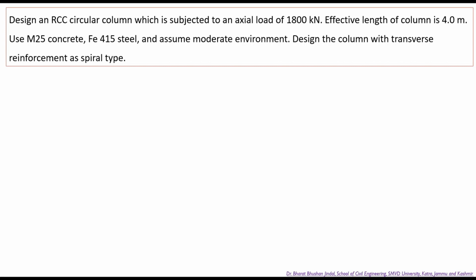So we have to design an RCC circular type of column, which is subjected to an axial load of 1800 kN. Effective length of column is directly given, that is 4 meter. Grade of concrete is M25 and grade of steel we have to take Fe415, and we have to assume moderate type of environment. Moreover, it is given that we have to design the column in such a way that transverse reinforcement will be of a spiral type, or we can say helical type of reinforcement we have to provide.